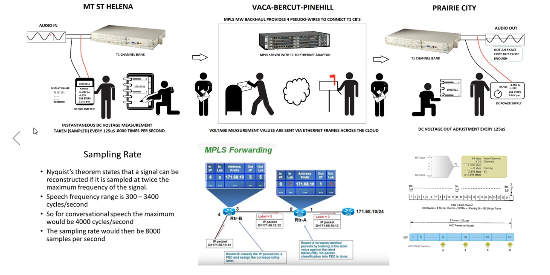Some of the things about the sample that you should know is the Nyquist theorem, and it basically lets us know that for our voice audio that we're trying to pass through this, we need to sample 8,000 times per second. That's what it comes down to.